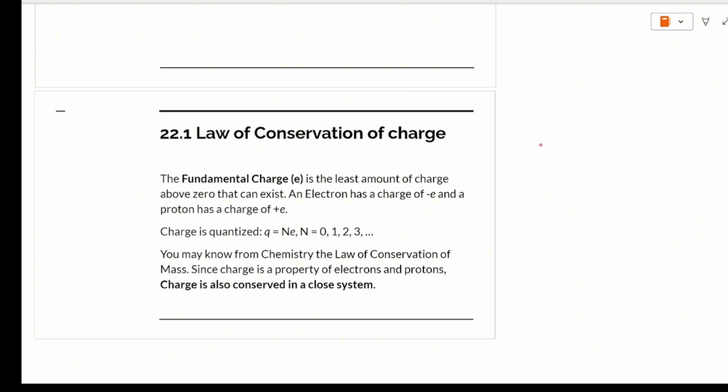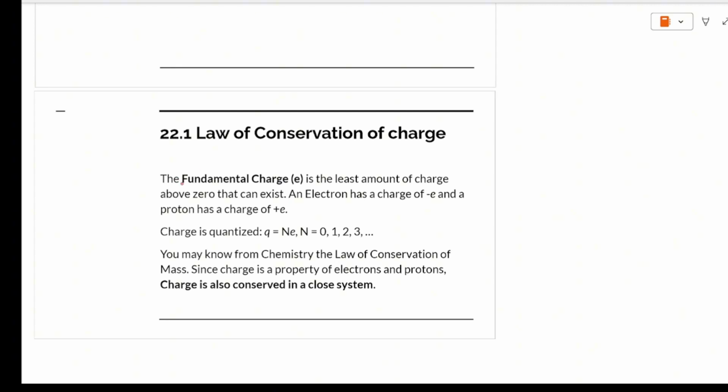Since the mass in a system is always conserved, that means the number of protons, electrons, and neutrons are always conserved. And since electrons and protons are the particles that are charged in the system, charge is also conserved in a system where mass is conserved, which would be any closed system.